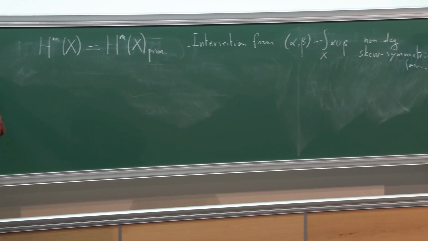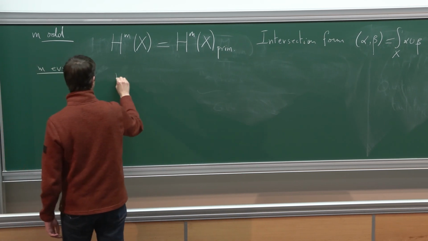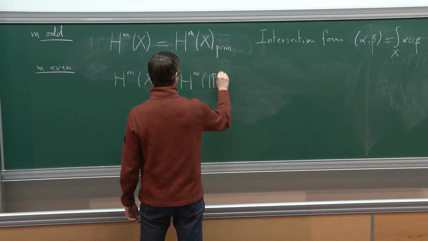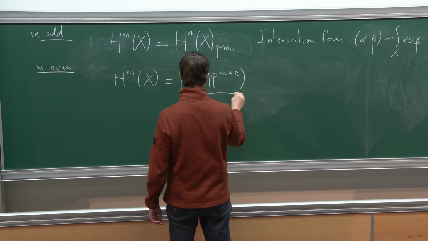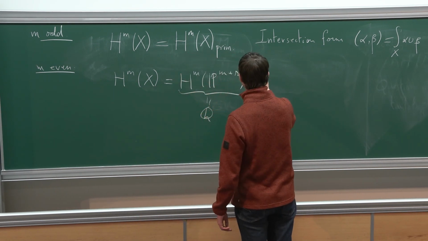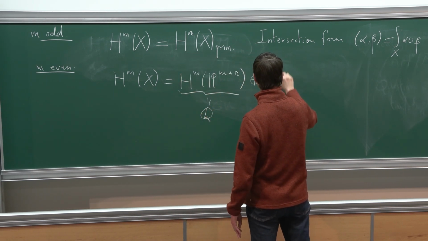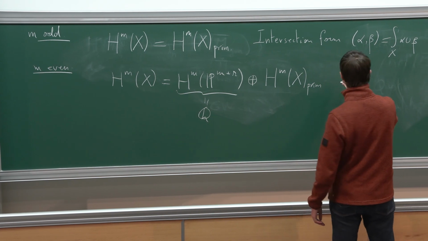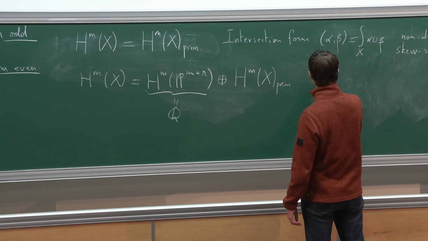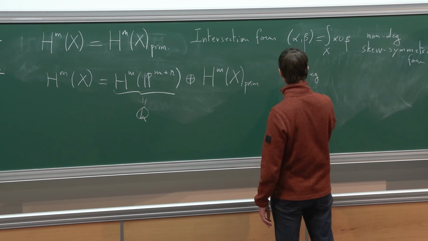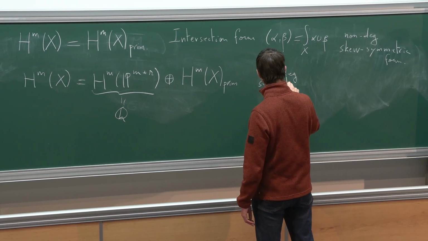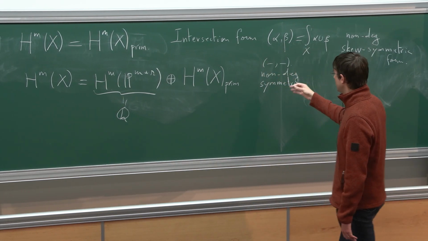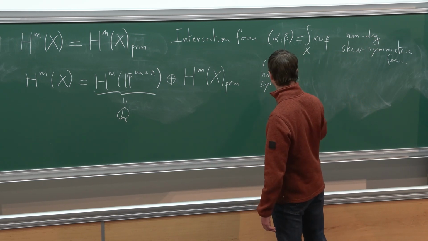And if m is even, then this middle degree cohomology has a one-dimensional piece coming from the ambient projective space. Let's say I work with complex coefficients. And then there is an orthogonal part, which would be the primitive cohomology, orthogonal with respect to, again, the intersection form, which now is a non-degenerate symmetric bilinear form. And actually, the restriction to the primitive part is still non-degenerate symmetric.